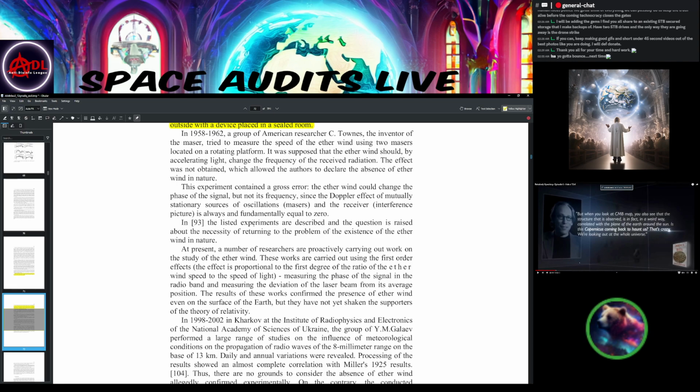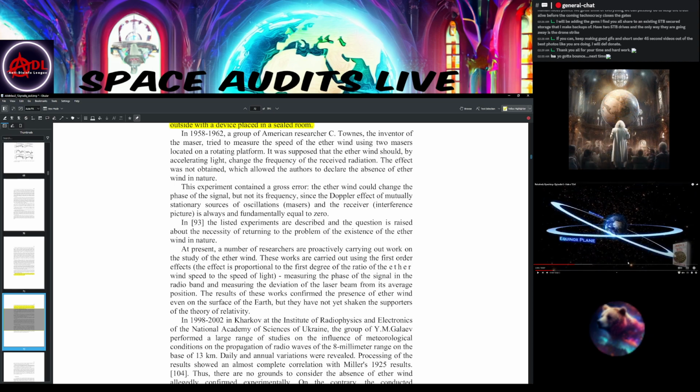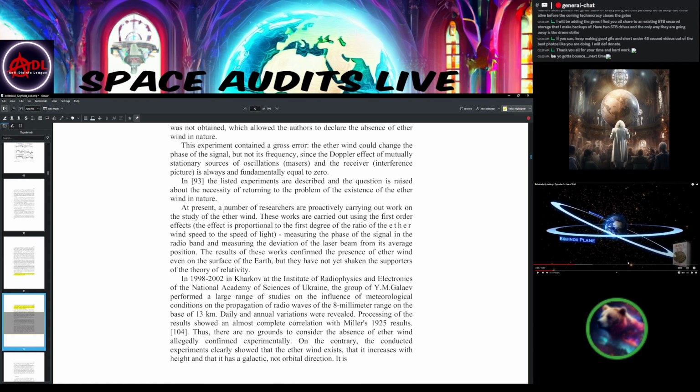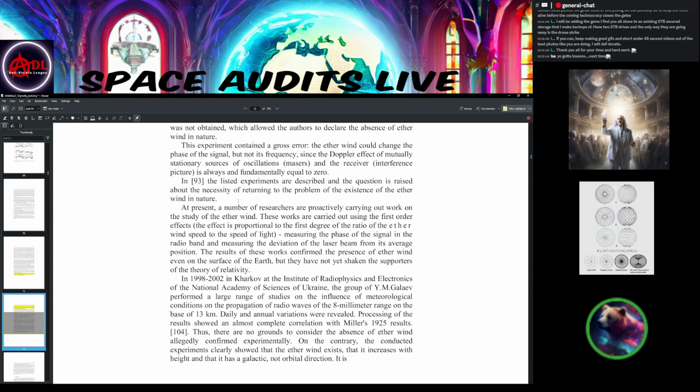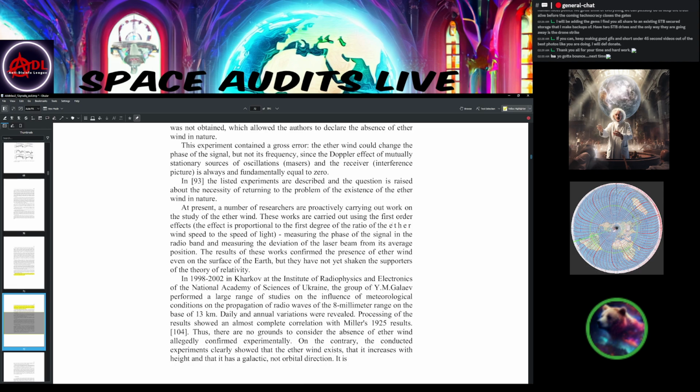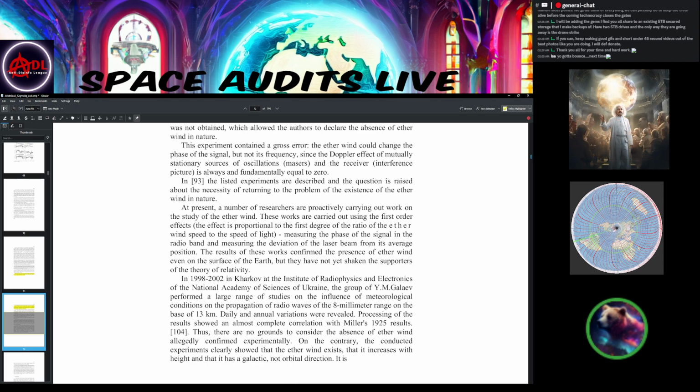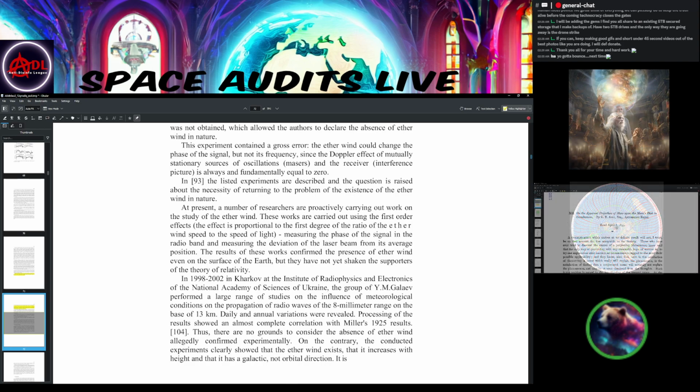In citation 93, the listed experiments are described, and the question is raised about the necessity of returning to the problem of the existence of the ether wind in nature. At present, a number of researchers are proactively carrying out work on studying the ether wind. These works are carried out using first order effects. The effect is proportional to the ratio of the ether wind speed to the speed of light, measuring the phase of the signal in the radio band and measuring the deviation of a laser beam from its average position. The result of these works confirmed the presence of the ether wind even on Earth's surface, but they have not yet shaken the supporters of relativity theory.